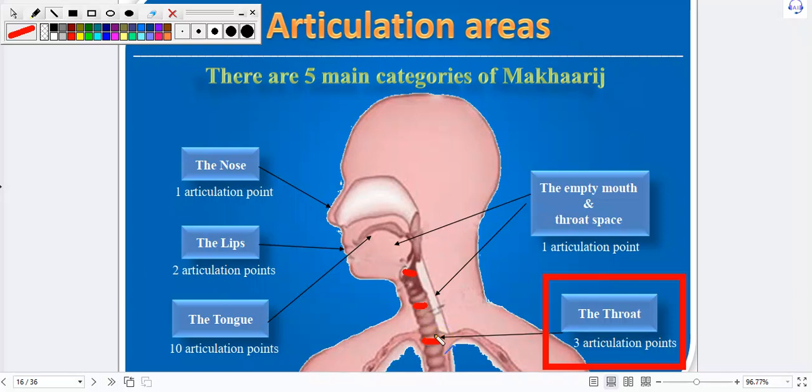The lower one is near your collarbone. The middle one is where your vocal cords actually are in your throat. And the third one is the upper, close to your mouth.